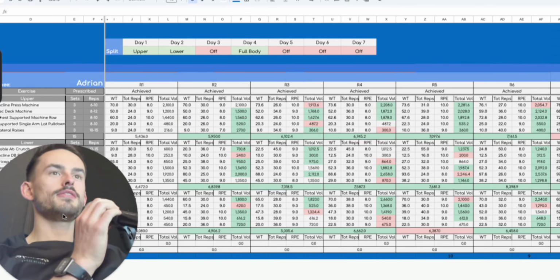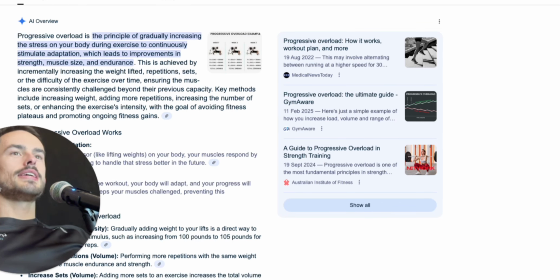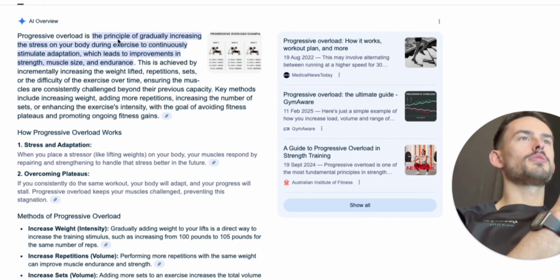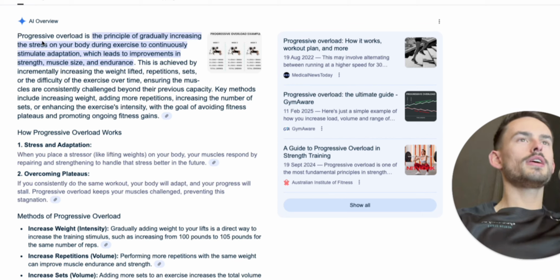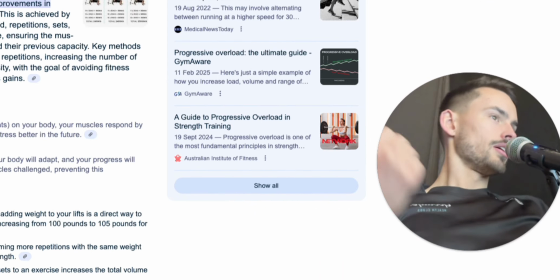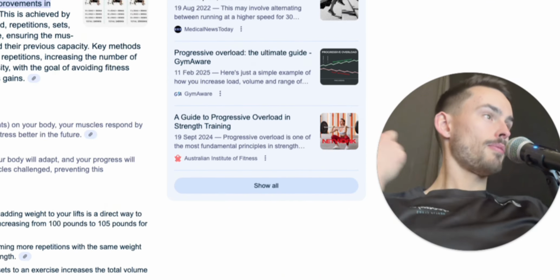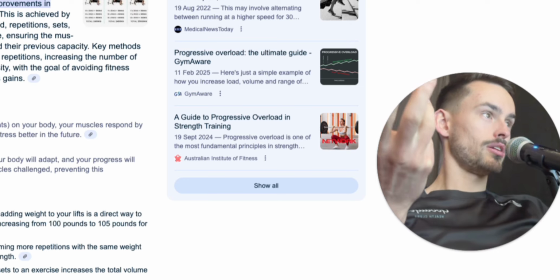So progressive overload. Let's read the internet definition. Progressive overload is the principle of gradually increasing the stress on your body during exercise to continuously stimulate adaptation. So we get a stress, and then from that, an adaptation occurs.